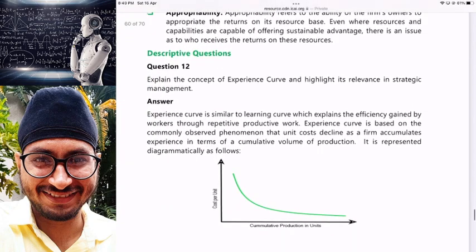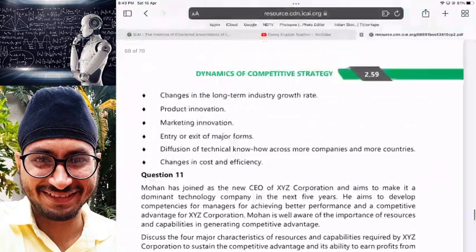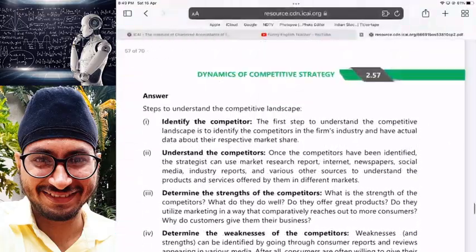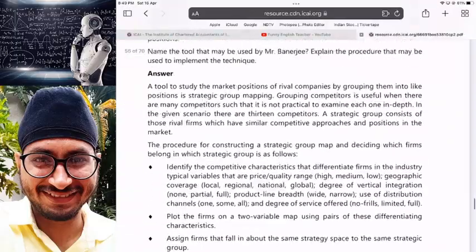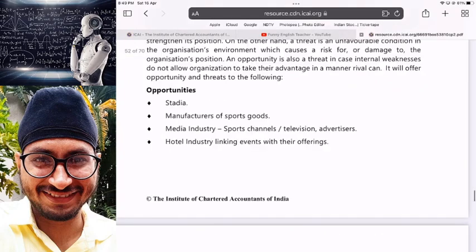Clear? These are now the descriptive questions. These are descriptive questions which you can see on your own. Clear? So with this we complete this chapter. New chapter we will start in next class, that is in tomorrow's session. Clear?